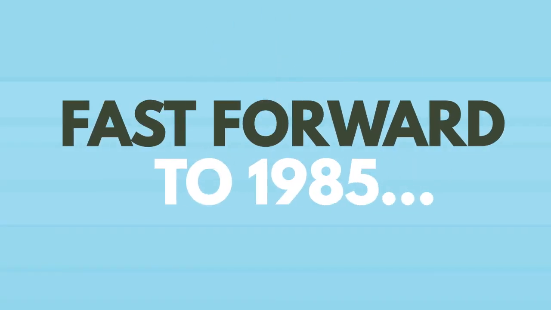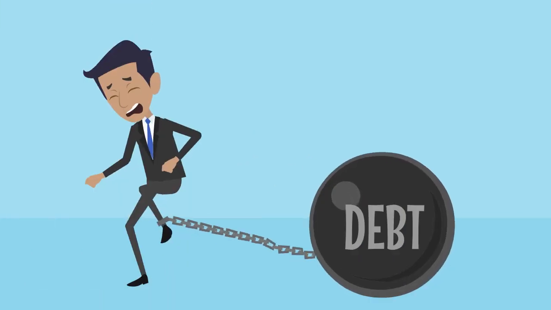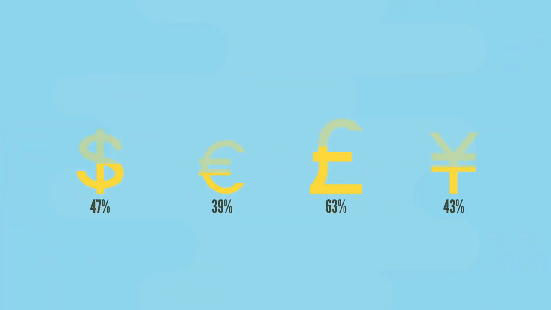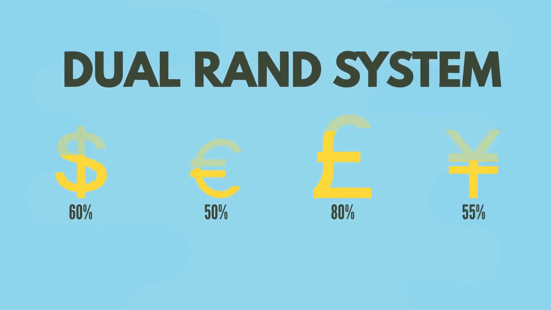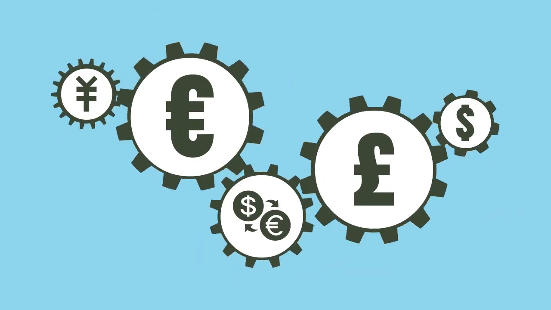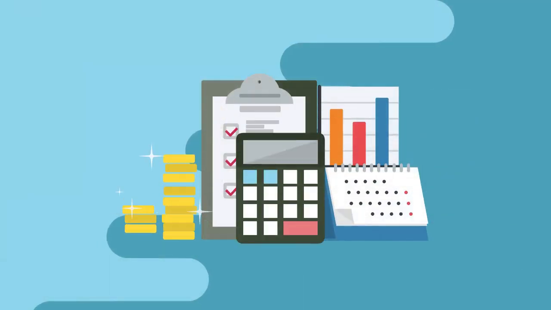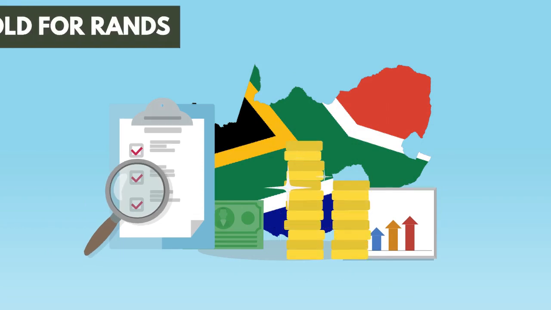Fast forward to 1985. South Africa was experiencing massive capital outflows from debt defaults and economic sanctions. Thus, exchange controls were implemented, creating the dual rand system. These exchange controls set one exchange rate for current account payments for residents and another rate for capital account payments for non-residents. This meant that all foreign investment in South Africa could only be sold for rands.